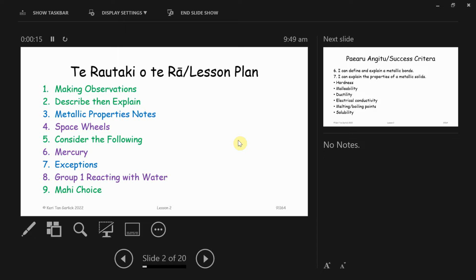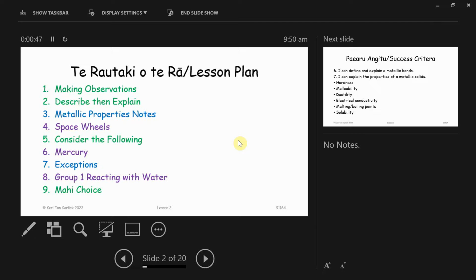The lesson plan for today: we are looking at making some observations. We're also going to be describing what we see and trying to explain it. I want you to have a chance to look around first and have a think before I give you the actual reasons why. We also have quite a few videos to show you. A lot of the reason I haven't done many videos for these is because we can't do them in the lab anymore, as safety makes it unreasonable. Mercury and anything in group one we can't actually do anymore, but I'll show you what we need to see.